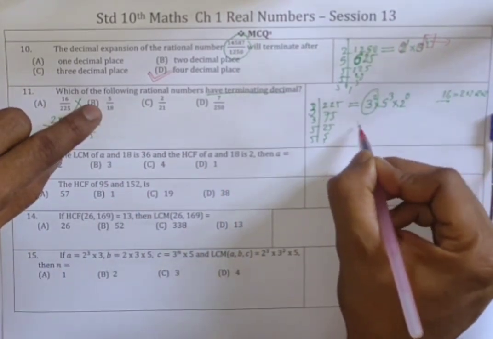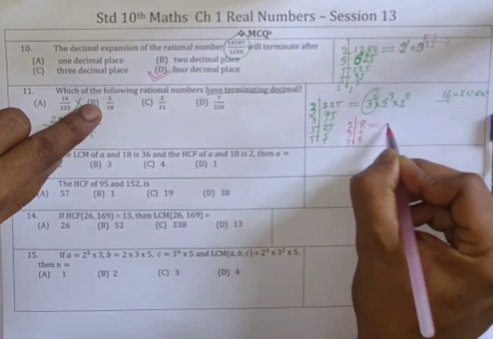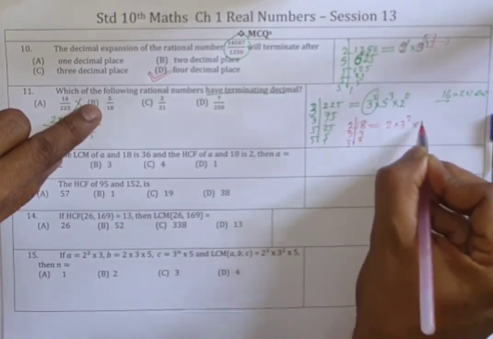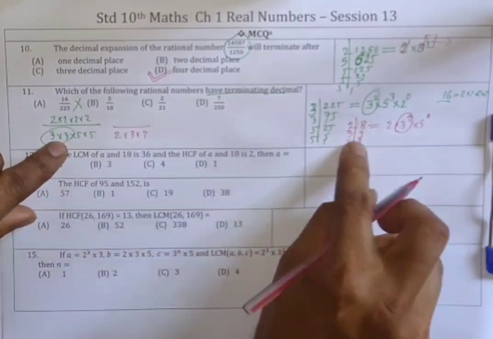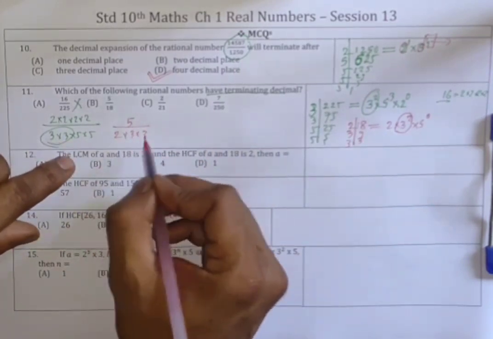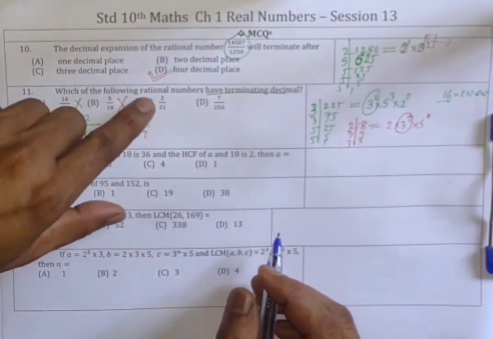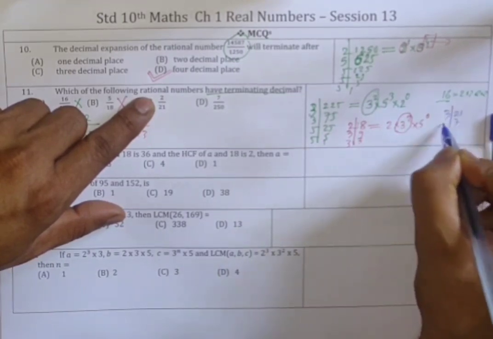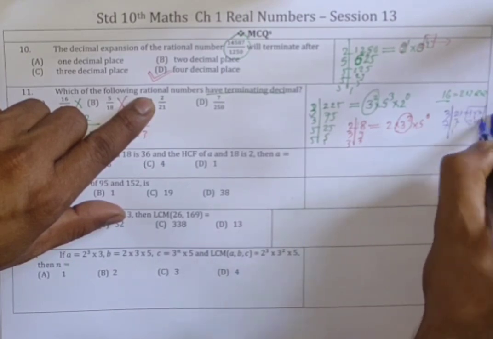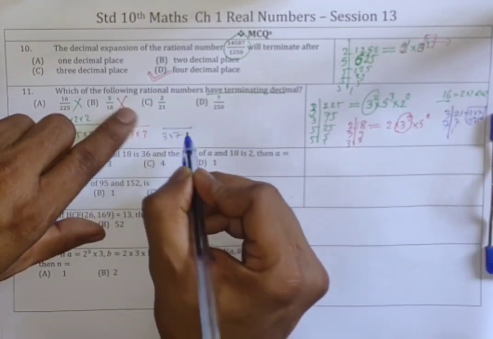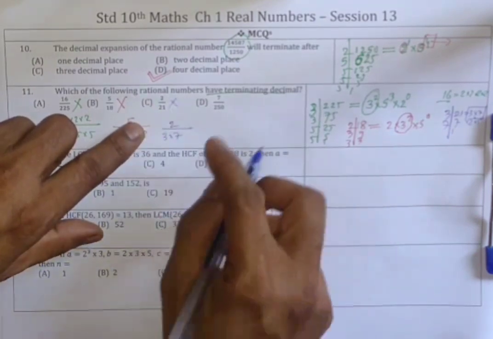Next, 5 upon 18. First find the prime factors of 18: 2 nines are, 3 threes are, 3 ones are, so this is 2 into 3 square. Now 5 we can write as 5 raised to 0, but this is kabab mein haddi, denominator has 2 into 3 into 3, and 5 on top is the kabab mein haddi, it is not cancelling, so this also cannot be a terminating decimal expansion. Now 2 upon 21. First find the factors of 21: 3 sevens are, 7 ones are, so this is 3 into 7, and we can write 2 raised to 0 into 5 raised to 0, but both are kabab mein haddi. Nothing is cancelling, so this is also not terminating.